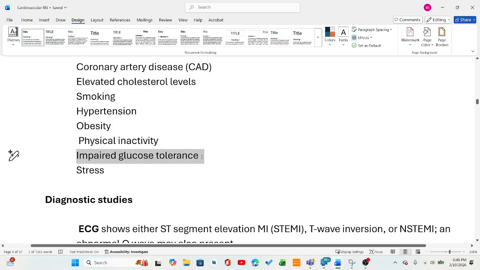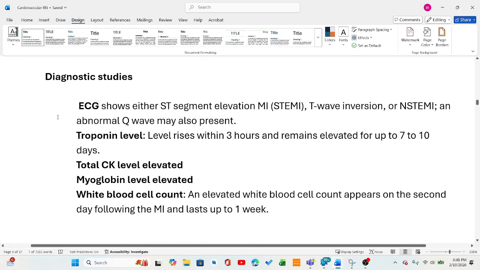And also, when a person is diabetic, make sure that you control their glucose levels. If not, they can easily get a myocardial infarction. And then also stress, very, very important. So with MI, what are the things that we're going to be talking about?